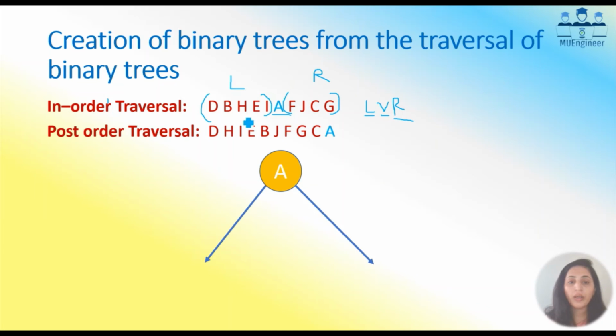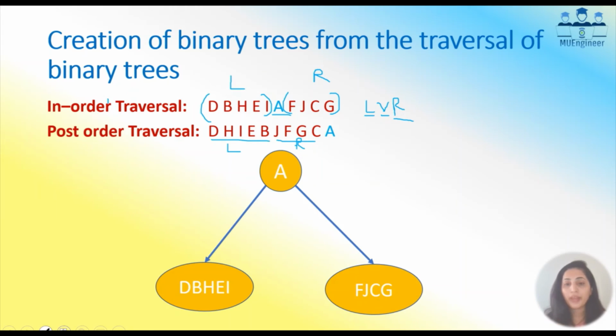So then I can say, okay, D, B, H, E, I, the first five, then F, J, C, G. Then these are left and these are right. Now I can say who all are on my left and who are all on my right. I have just copied this particular line over here as the left child, and this particular line as the right child of the tree. Now I have to go ahead and solve each of them one by one.